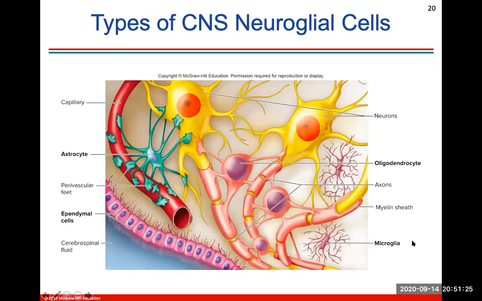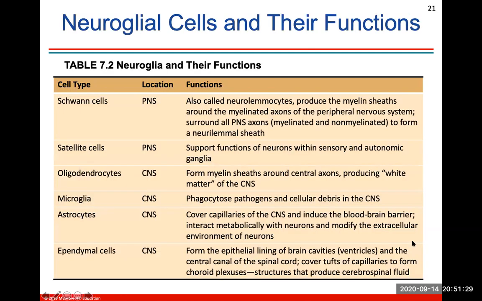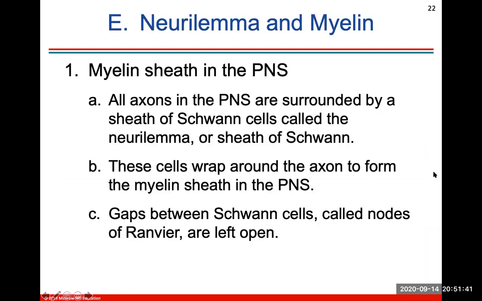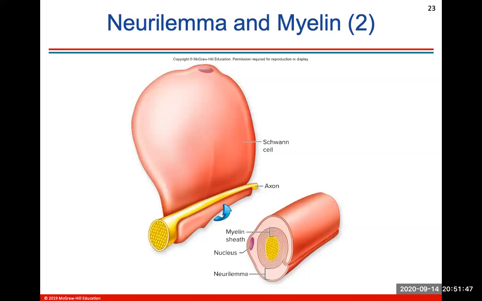The next few slides take you through the four types of neuroglial cells in the central nervous system, and this is a great chart to go over and review. I can guarantee I will ask you questions about these neuroglial cells and their functions on the next exam. So I'll let you work through what creates the myelin sheath in the peripheral nervous system. And you can see that there.